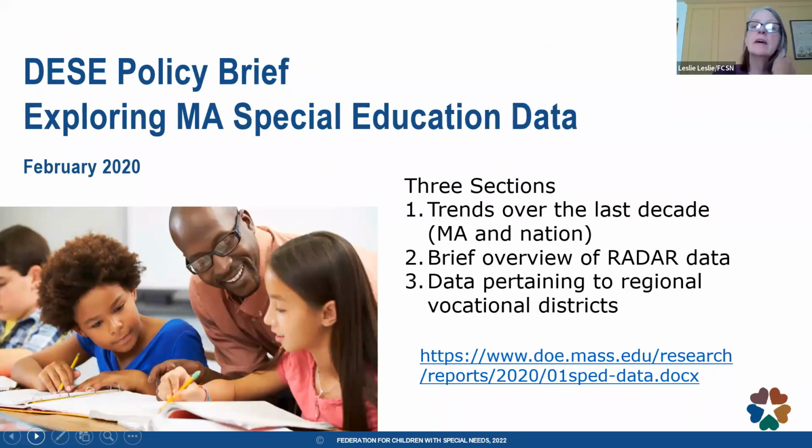The department has a policy brief called Exploring Massachusetts Special Education Data from February 2020. This is a nice quick read on understanding trends in special education, especially in Massachusetts. They look at trends of the last 10 years. They have an overview of the RADAR data, and I'll be talking about that. And then they also have data pertaining to regional and vocational school districts. So that report is available online. I didn't know if a lot of CPACs knew about that, but that's a good place if you're just new to data and understanding data.